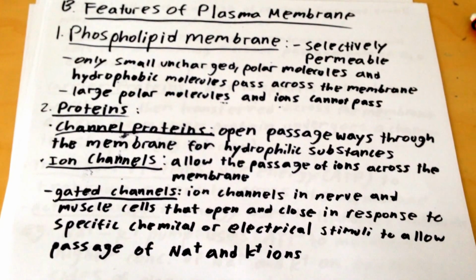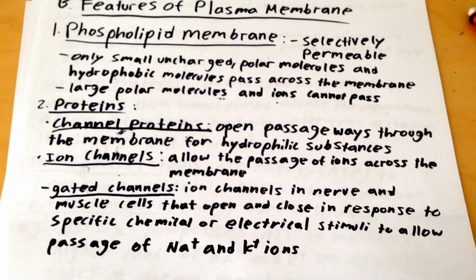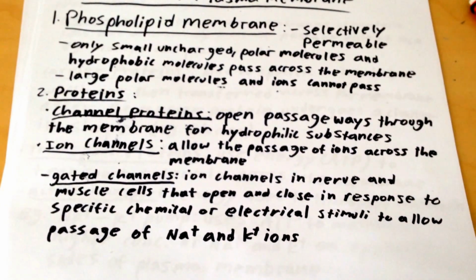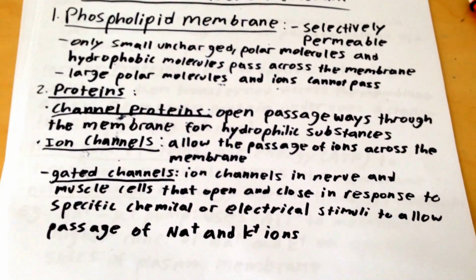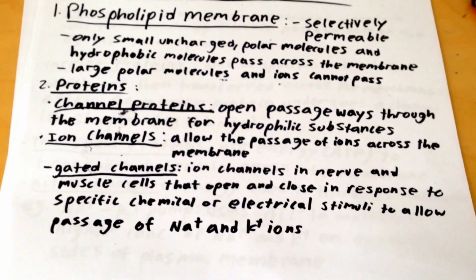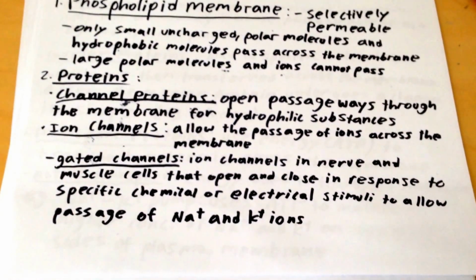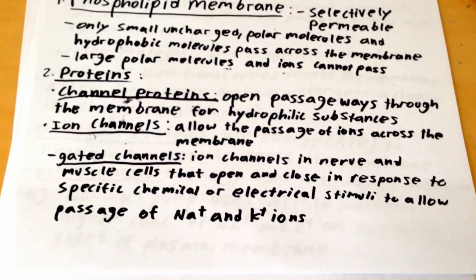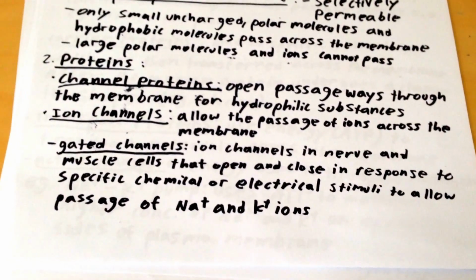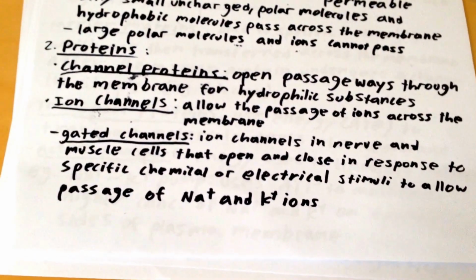There are many types, but the first type that we'll discuss are channel proteins. These are open passageways through the membrane that allow hydrophilic substances to get through. There are also ion channels, and these allow for ions to get across the membrane. A specific type of ion channel is called a gated channel. These are ion channels in nerve and muscle cells that open and close in response to chemical or electrical stimuli, and these allow the passage of potassium and sodium ions.